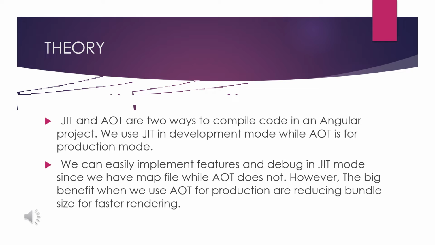JIT is the just-in-time compiler and AOT is the ahead-of-time compiler. For the JIT compiler, we don't give anything new in the code. We just give the usual syntax. But for AOT, we need to give the hyphen AOT flag. Like ng build will do JIT compilation, but for AOT we need to give ng build hyphen AOT like that. So that is the main difference between these two, but running and all will be the same. Only the compilation part will be different.